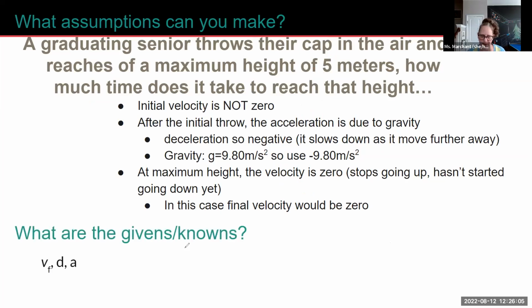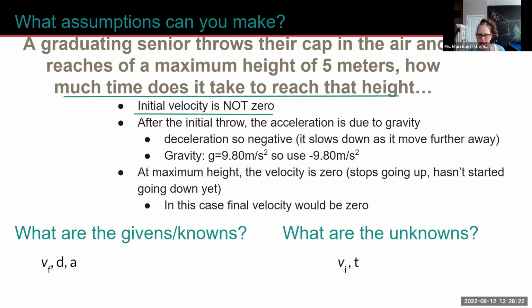I have the velocity final of 0, the distance of 5 meters, and the acceleration of negative 9.8. I'm throwing it up, and gravity is pulling it down, the opposite direction. What are the unknowns? What am I trying to find? Time. But to find time, I'm probably going to need to find that initial velocity as well. So I have 2 unknowns, even though it didn't mention it. Sometimes it's going to take multiple equations to solve.